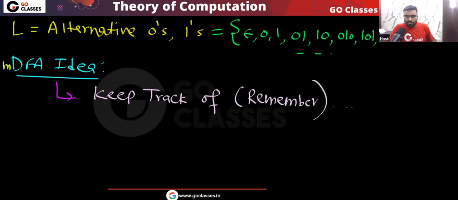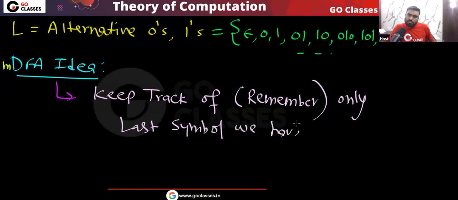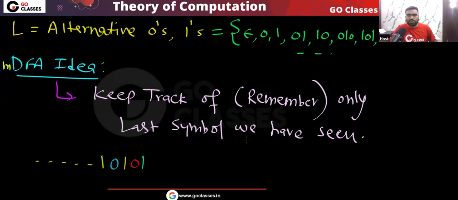Do you agree with me? Keep track of only the last symbol that I have seen. What is the reason? Can anyone tell me? Because only the last symbol matters. For example, if the last symbol was 1, what should be the next symbol? The next symbol should be 0. If the last symbol is 0, what should be the next symbol? The next symbol should be 1. If the last symbol is 1, the next symbol should be 0. If the last symbol is 0, then the next symbol should be 1. So do you agree with me that I will only remember the last symbol we have seen so far?